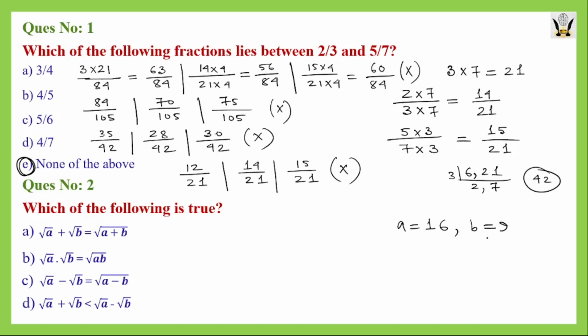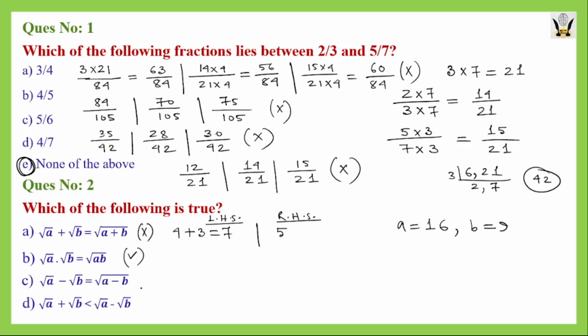So it will be convenient for us to check this relationship. That's why I have chosen these values. And between 16 and 9, they also follow the Pythagoras theorem. So option A: root over a means root over 16, so it will be 4, and root over b means root over 9, it will be 3, so it is 7 on the left hand side. And the right hand side is root over a plus b. So root over a plus b means 16 plus 9, 25, and root over 25 is 5. So what we can see is 7 and 5, both the values are different, so option A is not true.